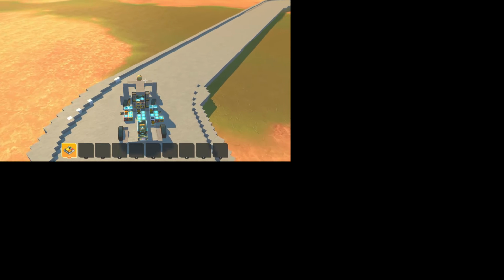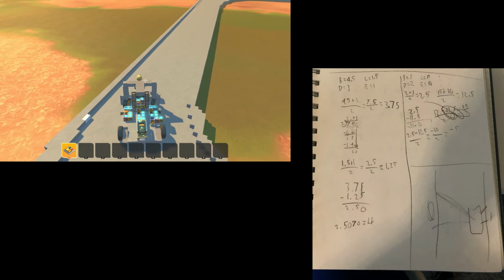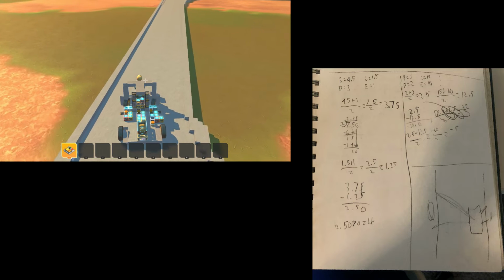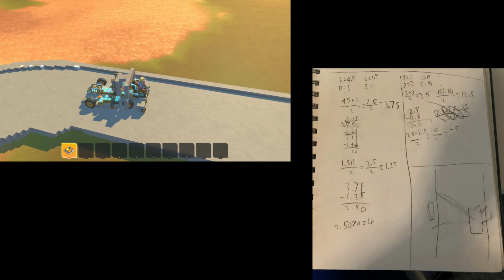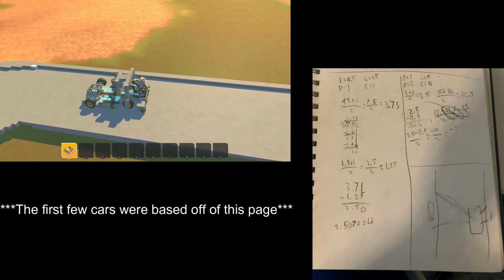And then the bottom of the screen is just focused on math to see how it works. So this page is what built these first few.